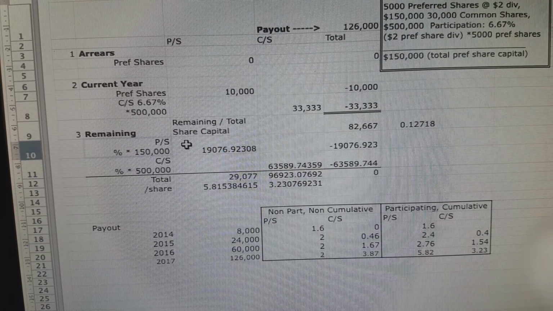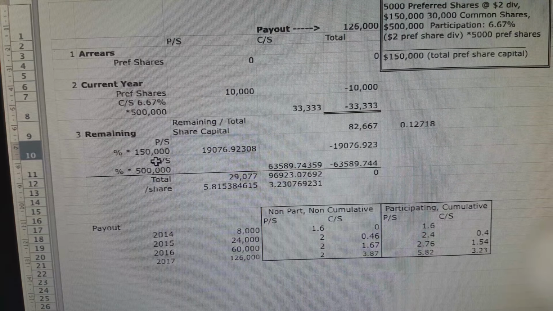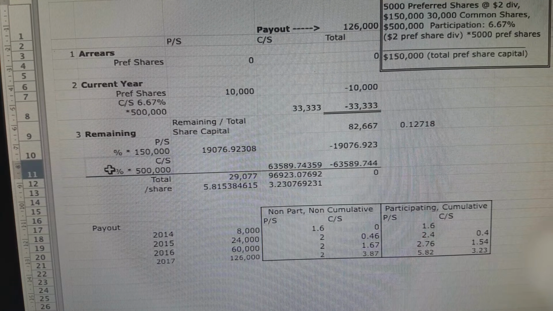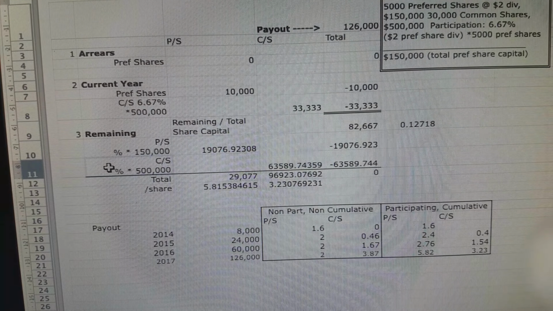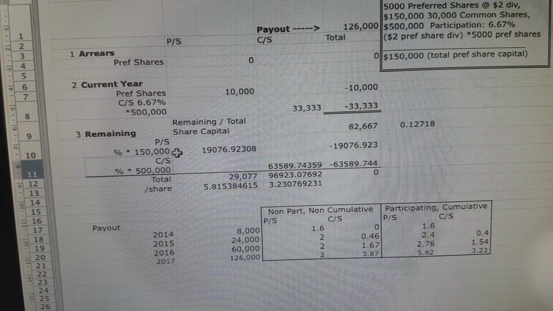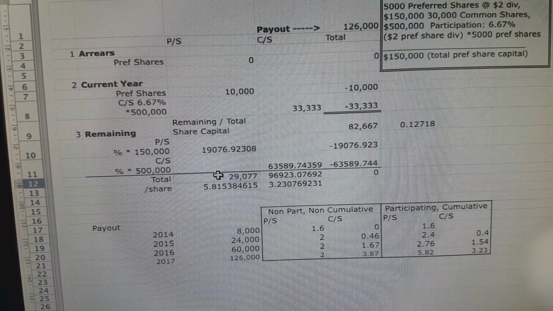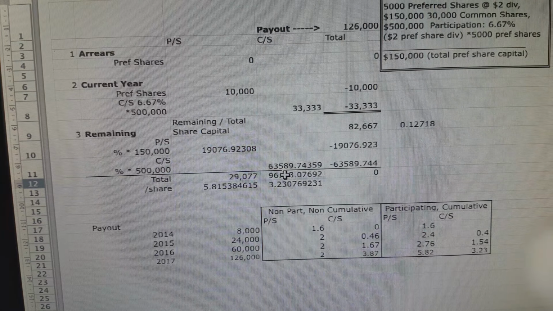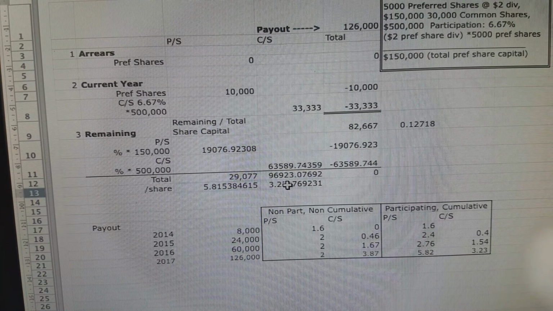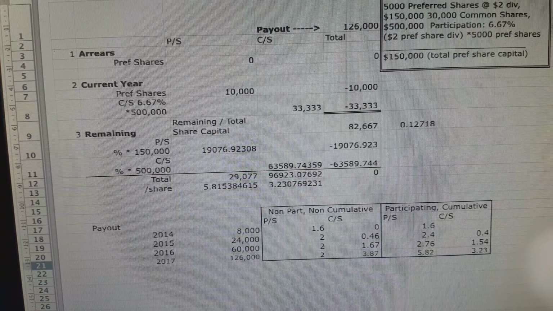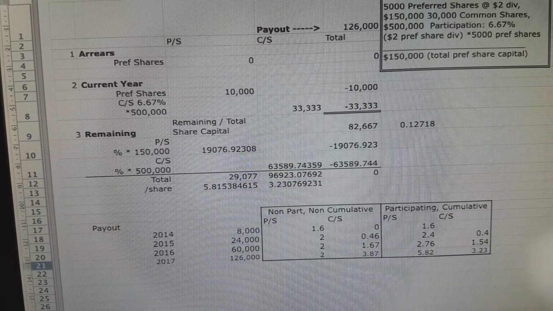So over here, it's 12.72% multiplied by the preferred share capital, which gives us this lovely number, and then the 12.72% multiplied by the common share capital, which gives us this number. Preferred shares are getting 29,000 and change. Common shares are getting 96,000 and change. And this is the per share rate. And of course, we have to round. Then you plug that in, submit it on Wiley Plus, and there's your A.